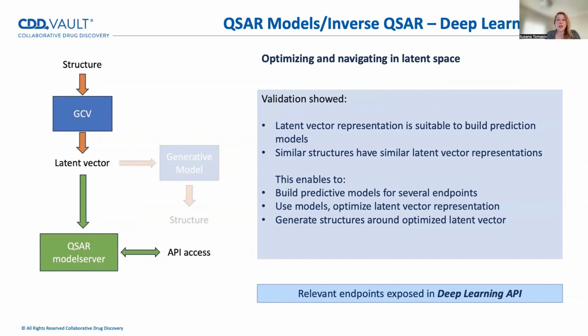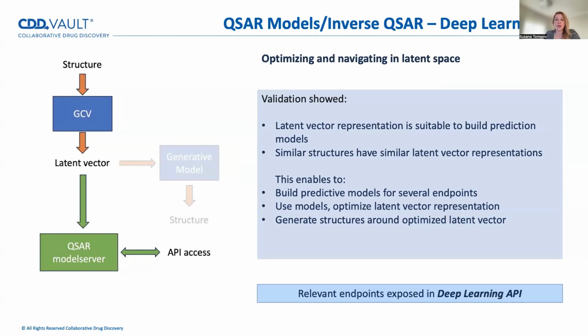However, we do have another functionality which is currently available only via the API, and therefore it may be more suitable for computational chemists. And this is the ability to build QSAR models. You can upload a SAR dataset, and graph convolutional networks will create the features, the latent vectors, and then it will build a QSAR model.